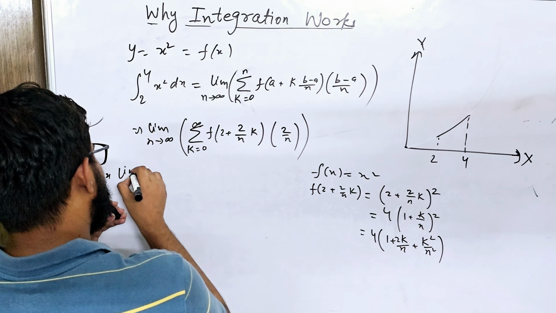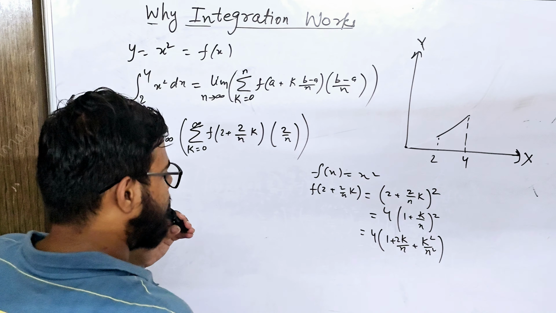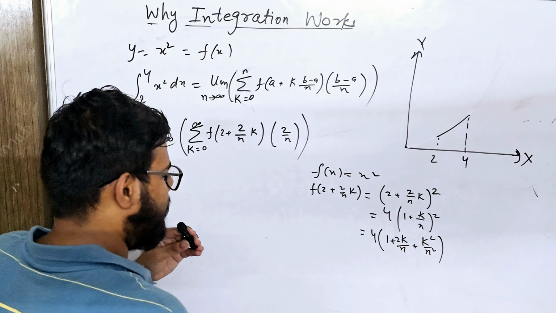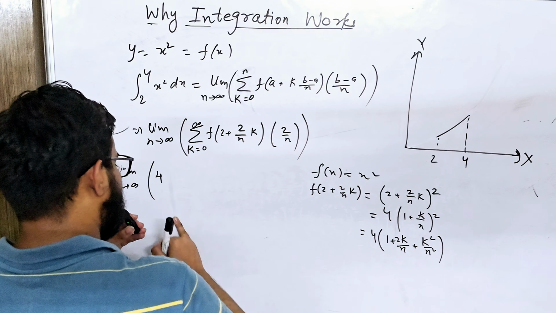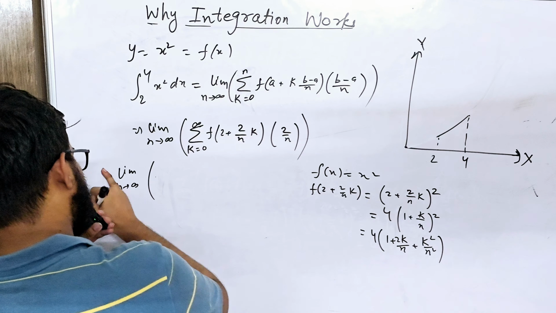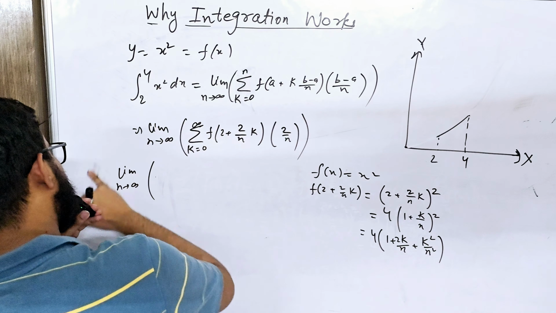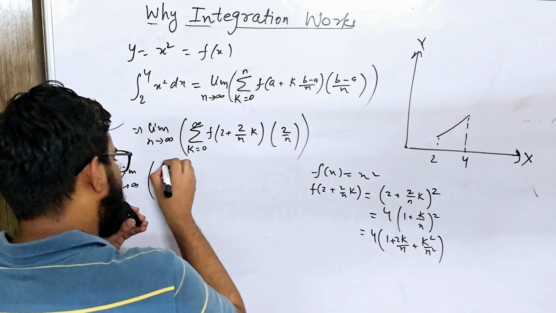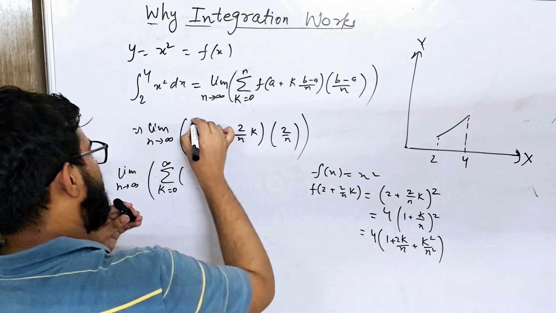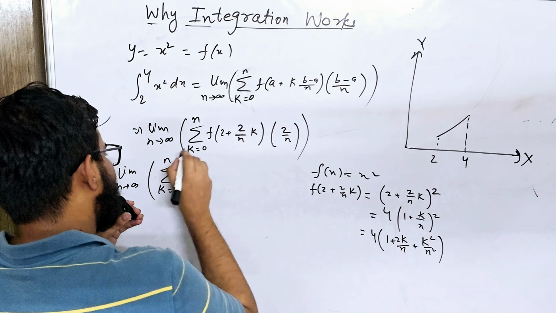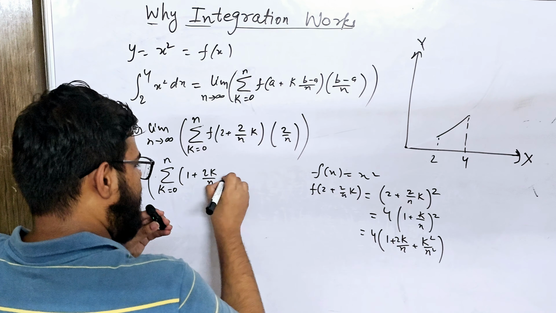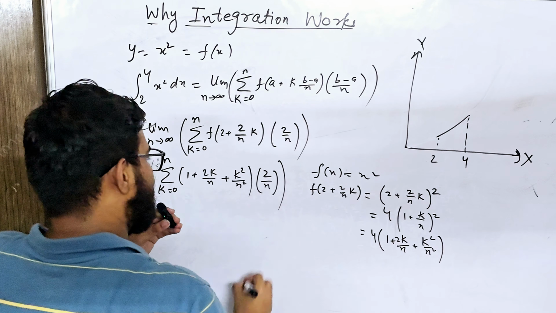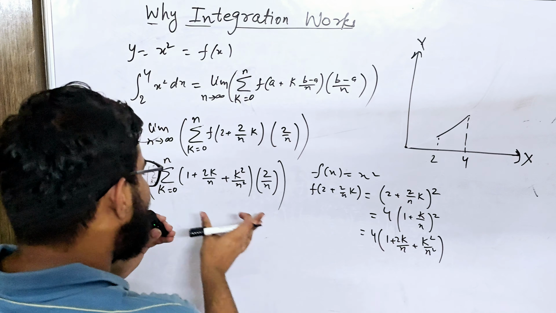Now just substitute over here. So you'll get the limit as n tends towards infinity of 4 times this expression. You can take 4 as common, and from here 2 can be taken as common. So it is 8 times this limit. The summation is from k equal to 0 to n. Sorry, why am I writing infinity? I don't know. This is 1 plus 2k/n plus k squared/n squared, into 2/n. Correct? Okay. Now we need to evaluate this expression.